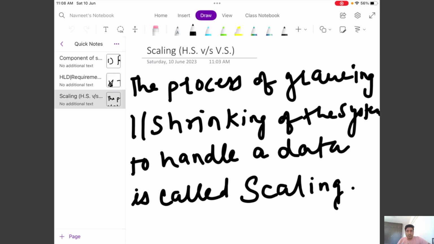Scaling is nothing but a process of growing or shrinking of a system. Suppose you have a system which is growing and you have a system which is shrinking. So you have to handle the data according to that, right? So that is called scaling.